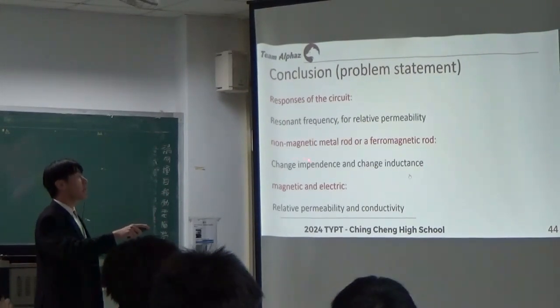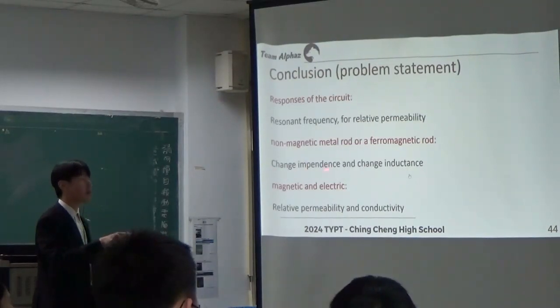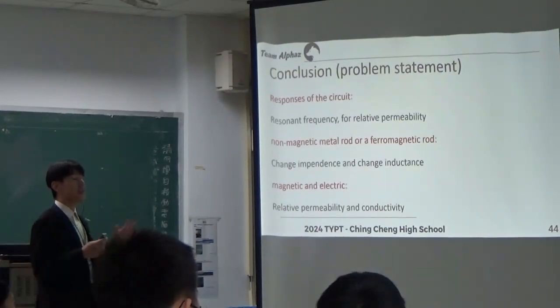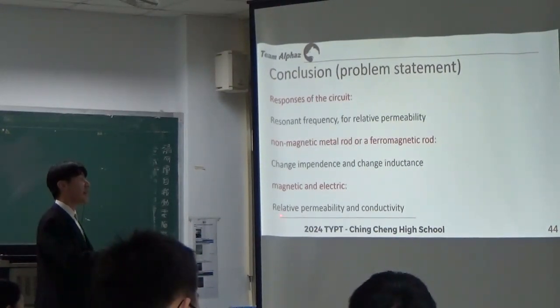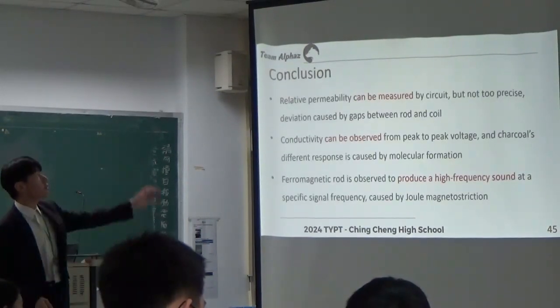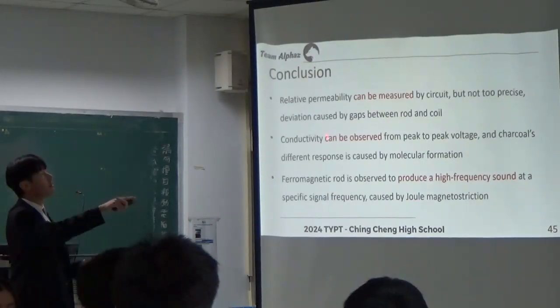And also, with a non-magnetic metal rod or a ferromagnetic rod, the impedance will change, and the inductance will change also. And for the magnetic and electric properties, we can get the relative permeabilities and conductivity. For the conclusion, relative permeability can be measured by our circuits, but there will be a deviation.